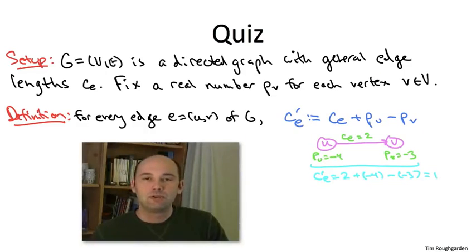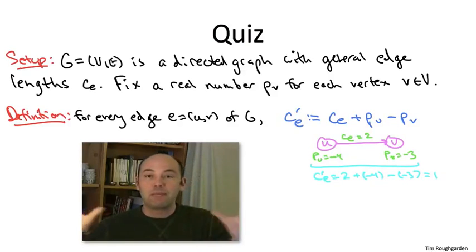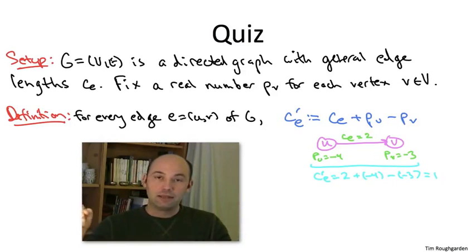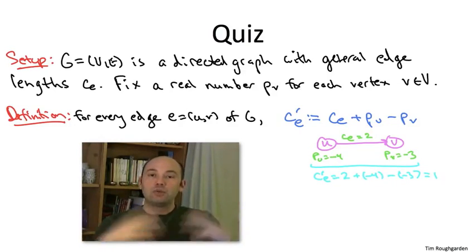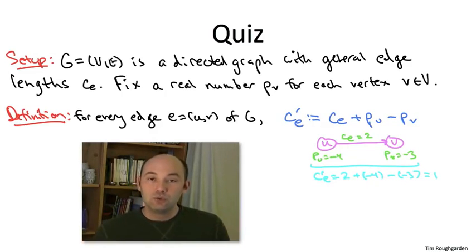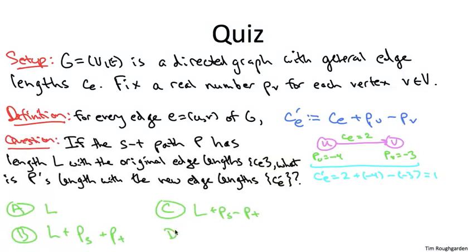So that's the setup. Here's the quiz question. I want you to think about some fixed path, capital P. Let's say it starts at a vertex S and it ends at a vertex T. Now, capital P may or may not be a shortest path. I don't care. It's just any old path starting at S, ending at T. So suppose in the original network, with the original edge lengths c sub e, the total length of this path P was capital L. What is its new length, L prime, under these new edge lengths, c prime?